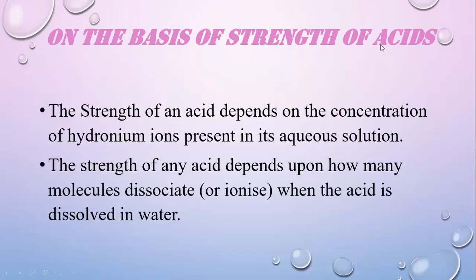Now, on the basis of strength of acids. So what does the word strength of acid mean? The strength of acid means how strong or how powerful that acid is. And on what factor does it depend? It depends on the concentration of hydronium ions present in the aqueous solution. So if you have an aqueous solution of an acid, the number of hydronium ions present per liter of the solution will determine the strength of the solution.